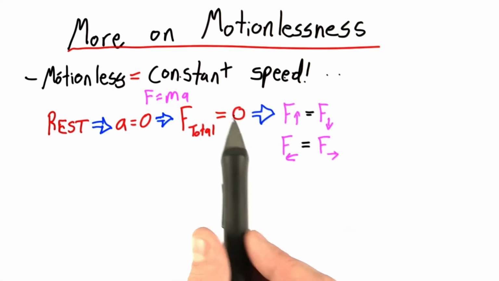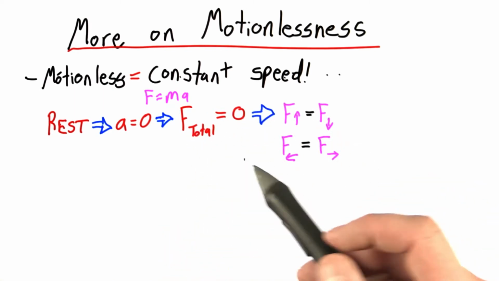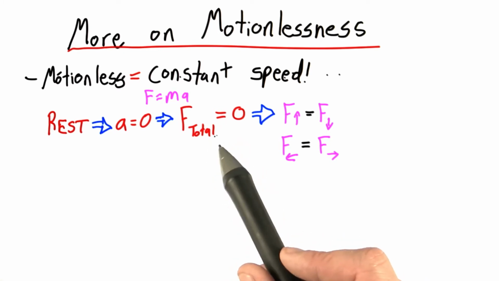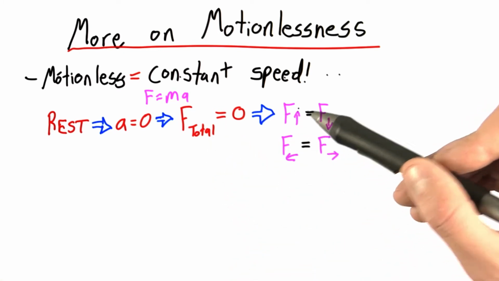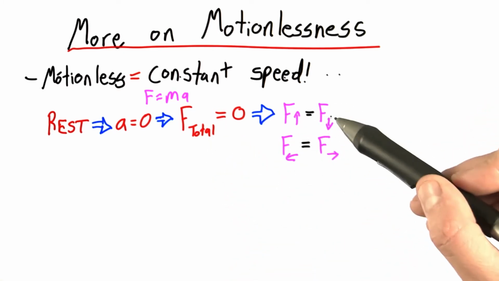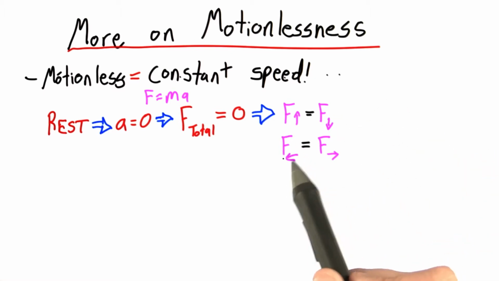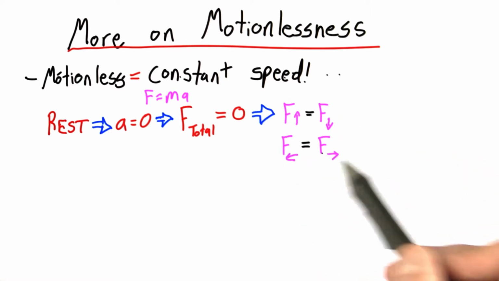Zero total force doesn't necessarily mean that there's no force acting on an object at all. All it means is that any upwards forces must be balanced by corresponding downwards forces. Likewise, leftwards forces must be balanced by rightwards forces.